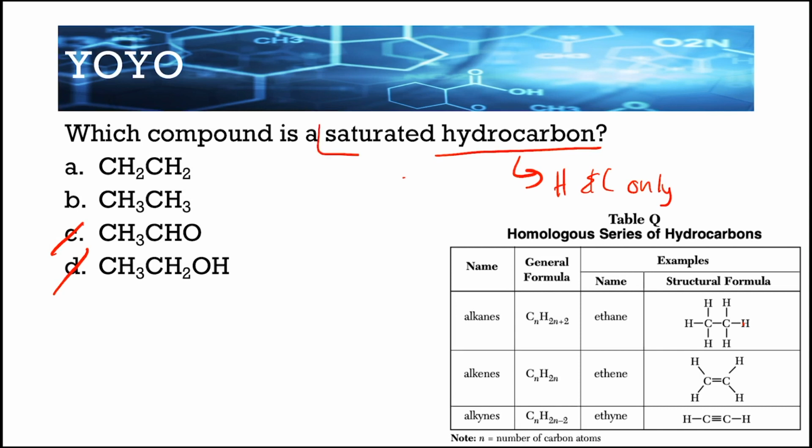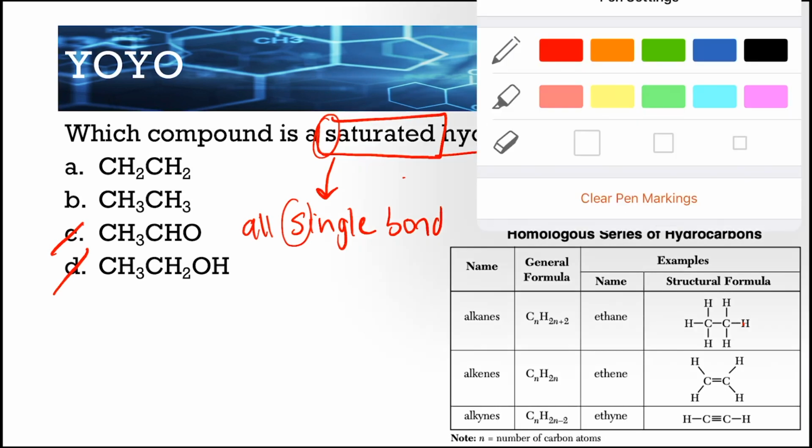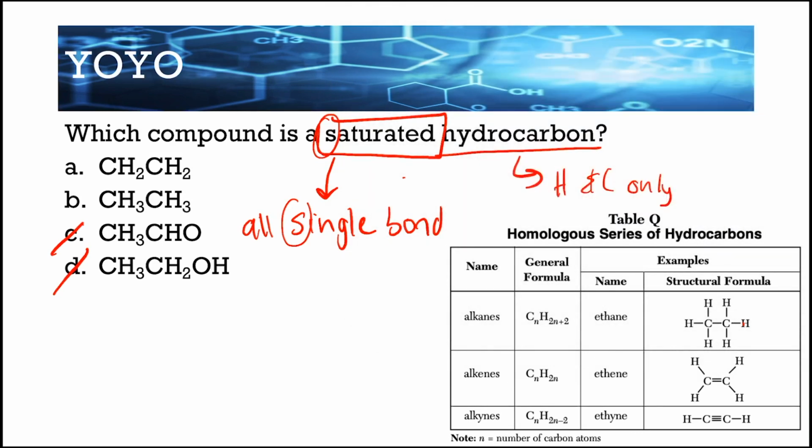The second part is looking at what is saturated. So a saturated hydrocarbon is something with all single bonds. One way I like to remember that is S for saturated, S for single bonds. So looking at these formulas, you're like, well, how do I know which one has a single bond? It might help if you look at the formula all as one piece.